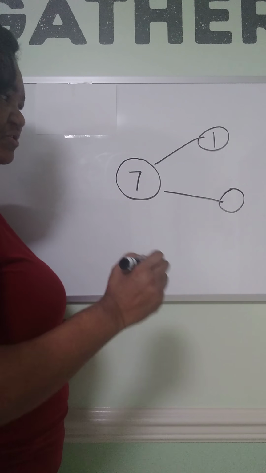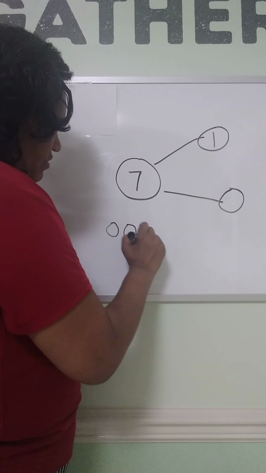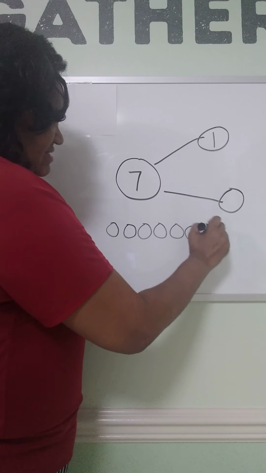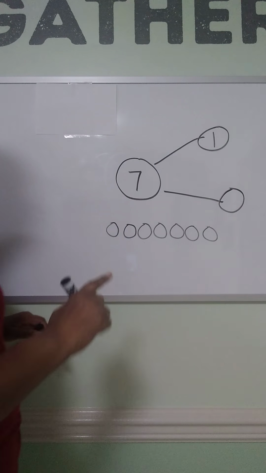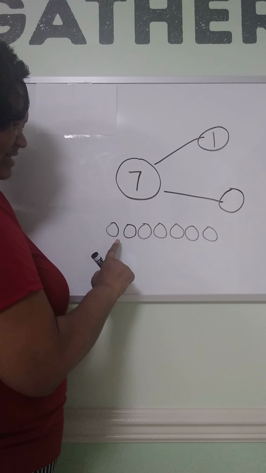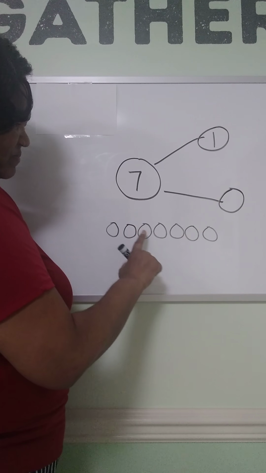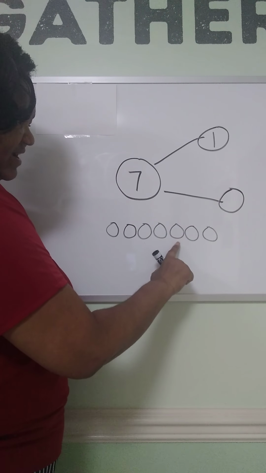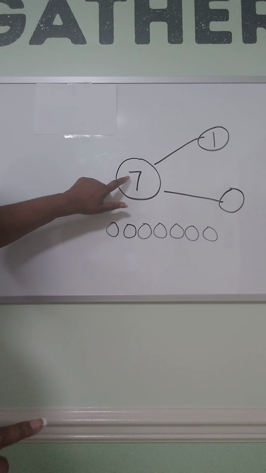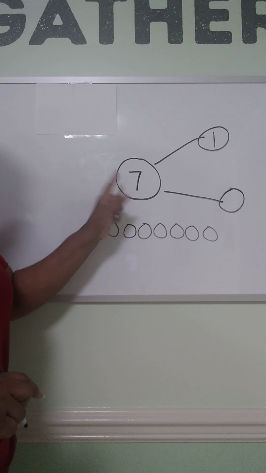Okay? So you use your fingers or any way that you want to do it. I'm going to draw my circles, okay? 1, 2, 3, 4, 5, 6, 7. I have 7 circles. Let's count them. If you're using your fingers, count your fingers. Let's count our 7 circles or fingers. 1, 2, 3, 4, 5, 6, 7. We have 7 like the whole number says. It says we should have 7.